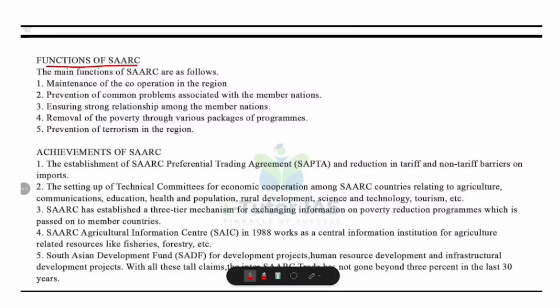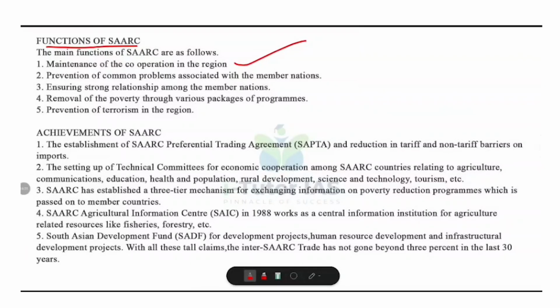Now, functions of SAARC. The South Asian Association for Regional Cooperation performs the following key functions to promote peace, progress and cooperation among its members. What are they? Maintaining cooperation in the region. That is, SAARC encourages collaboration among member nations in social, economic, cultural and technical fields. For example, joint programs on agriculture, education and health.